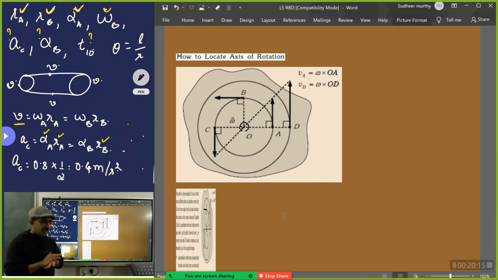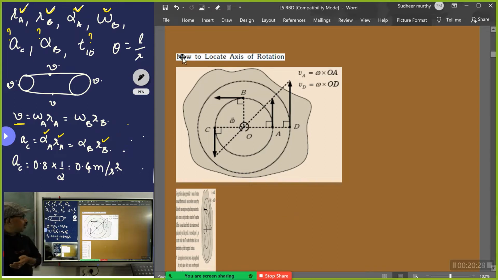Now, under different circumstances, how are we going to identify many of the aspects involved as far as the rotation or motion of the rigid body is concerned? So now the question is how to locate the axis of rotation. Say this is the cross section of a rigid body, and I suppose all of you know what a cross section is.